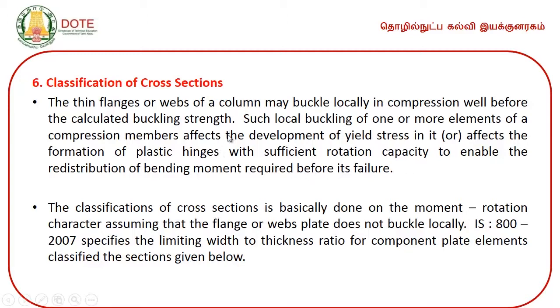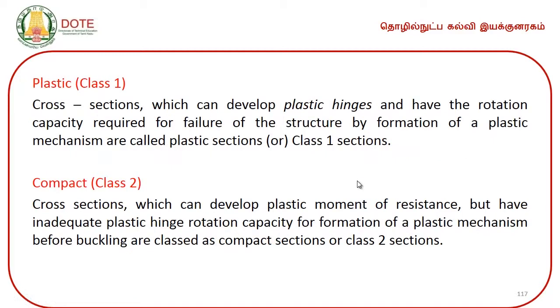So, the very important thing is classification of cross sections, and based on this moment rotation character of the members, the code has classified the cross sections as plastic, compact, semi compact and slender, or in other words plastic section is classified as class 1, compact is class 2, semi compact is class 3 and slender sections are class 4. And the plastic sections are the sections which can develop plastic hinge and have the rotation capacity, in simple words, is known as class 1.